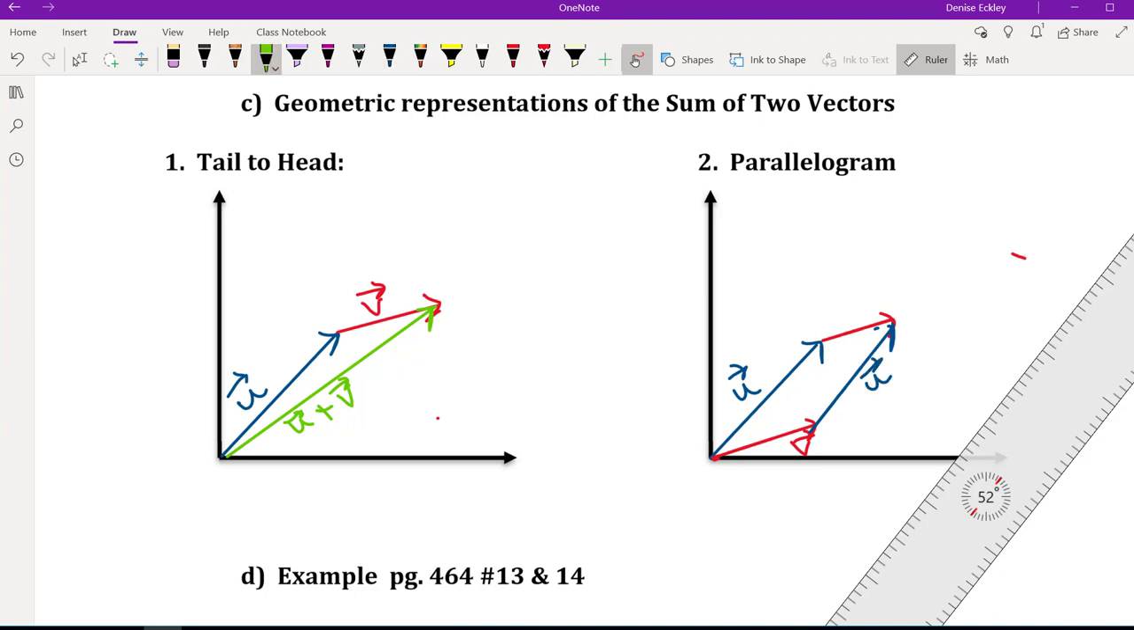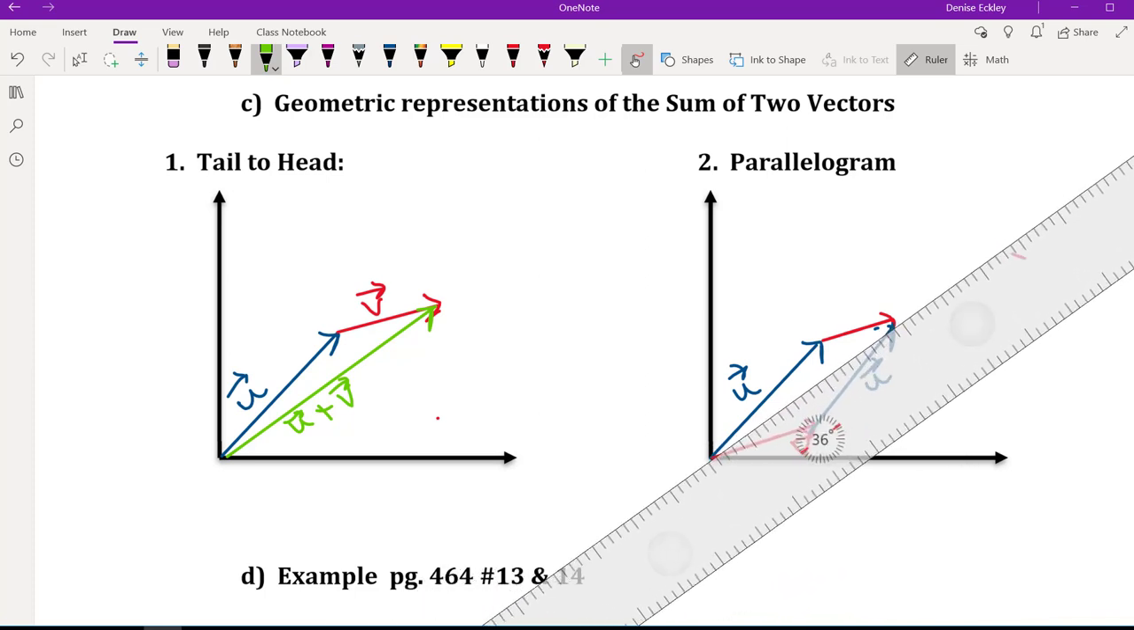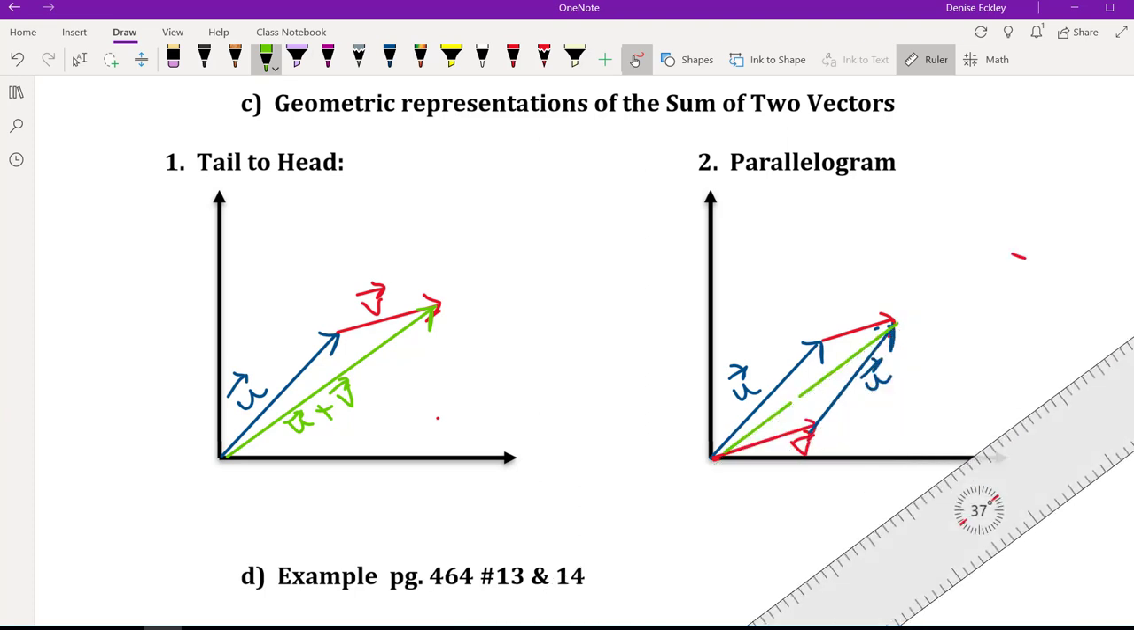And the resultant vector would be down the center here, would be the diagonal. There, like that. So that would be u plus v there. So either way is the correct representation of the two.